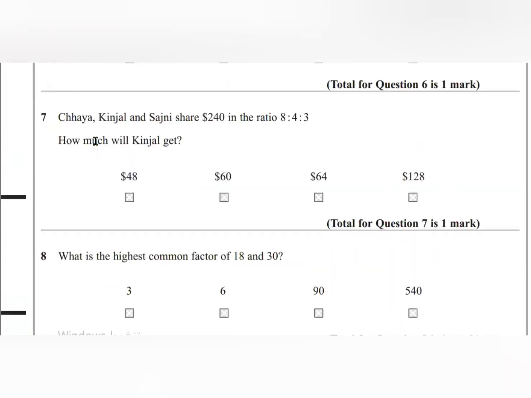Question 7. Chaya, Kinjal, and Sagni share $240 in the ratio of 8:4:3. How much will Kinjal get? Now, as you can see in this question, we have to focus on the number that we have. If this is a part number, not the total number, we're going to use the X method. But this one is not a part number. This is a total number. So we have to use the ratio method.